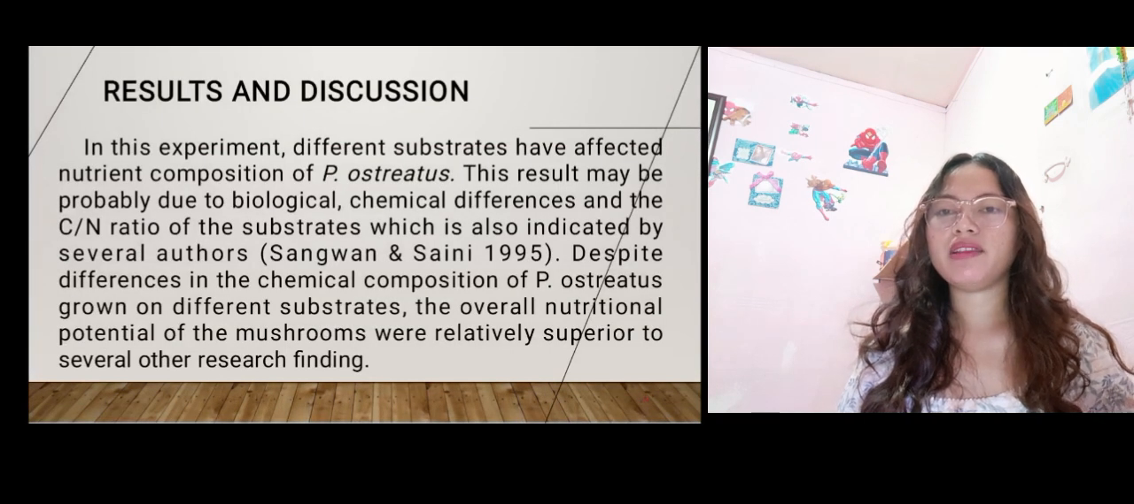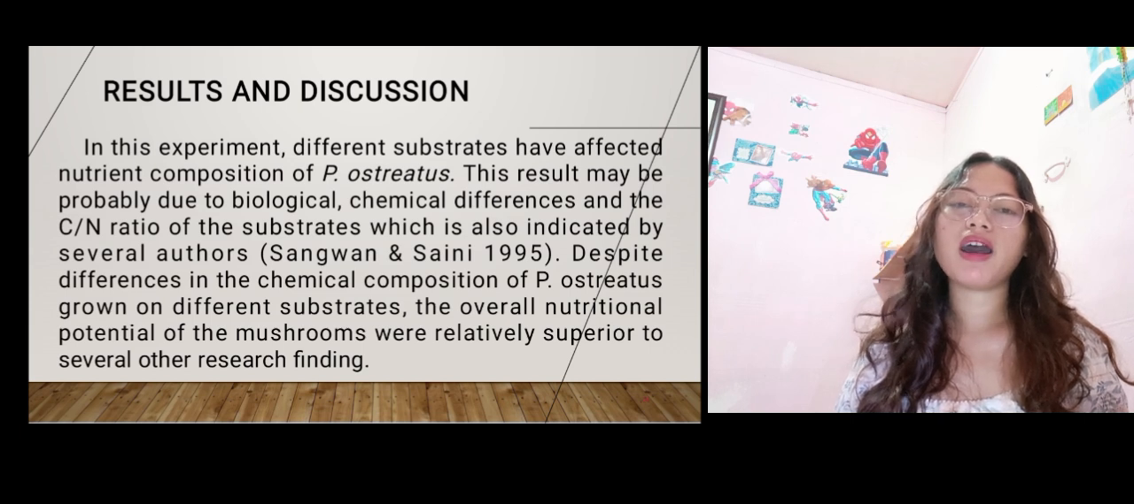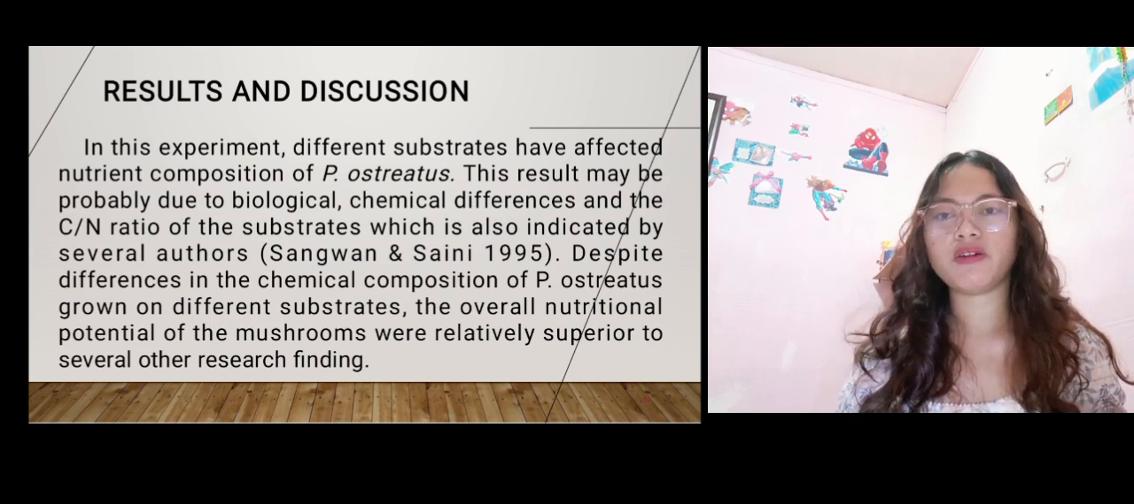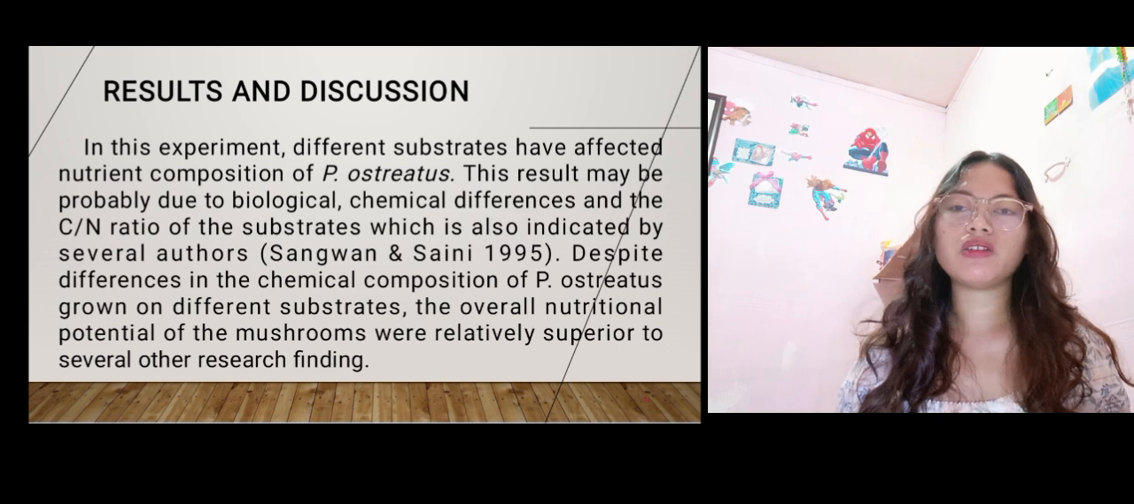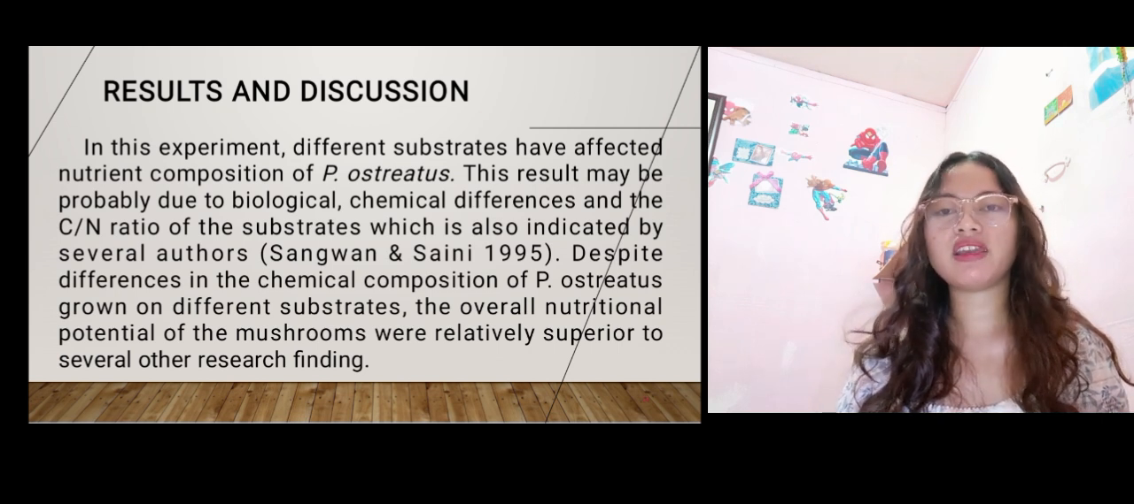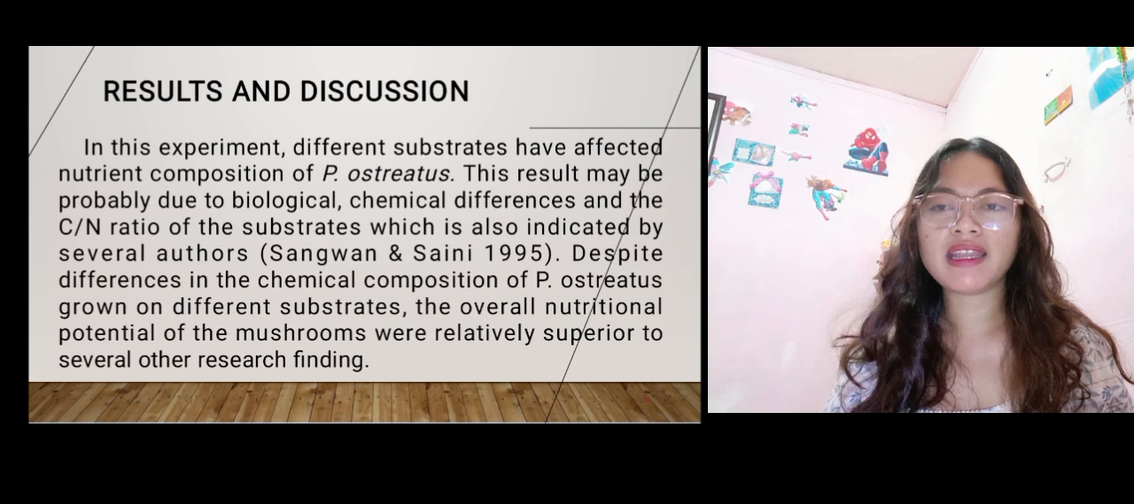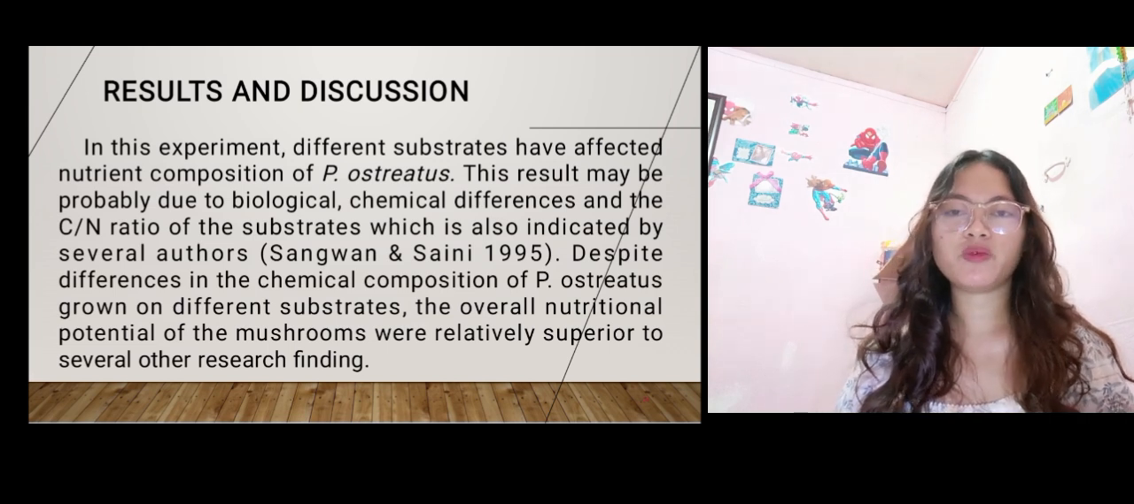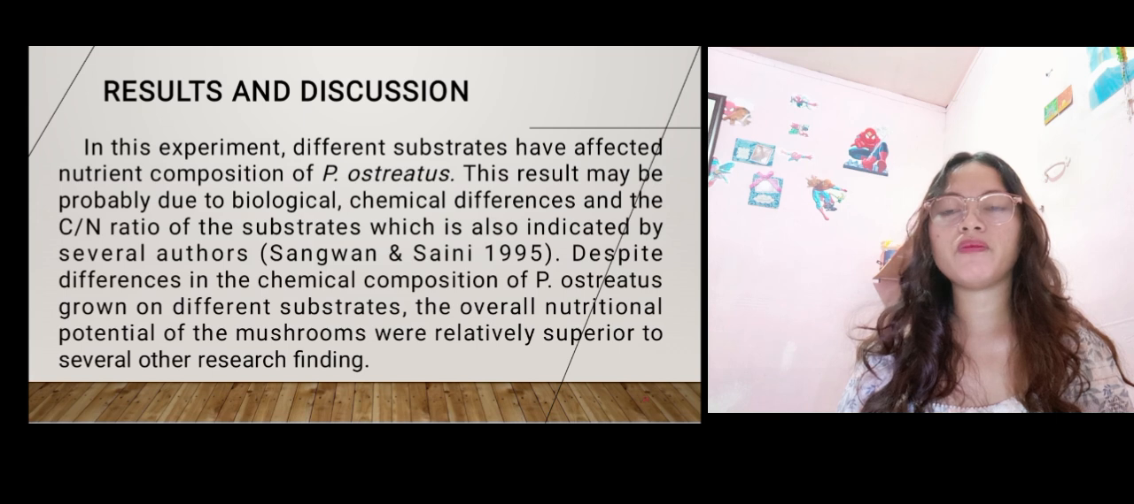In this experiment, different substrates have affected nutrient composition of Pleurotus ostreatus. This result may be probably due to biological and chemical differences and the C:N ratio of the substrate, which is also indicated by several authors, Sangwan and Saini of 1995. Despite differences in the chemical composition of Pleurotus ostreatus grown on different substrates, the overall nutritional potential of the mushrooms was relatively superior to several other research findings.